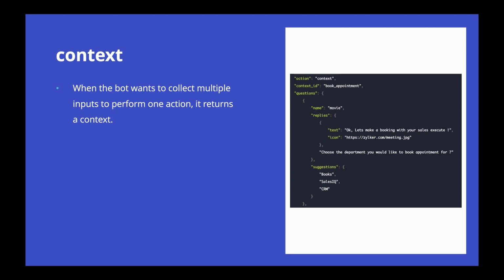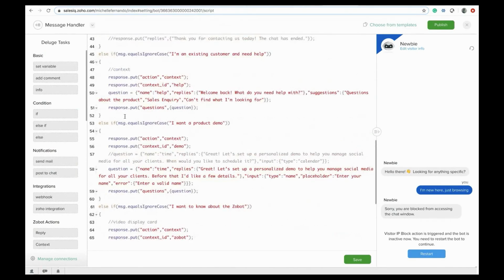When the bot wants to collect multiple inputs to perform a single action, like we had already discussed, it returns a context. So the execution will pass on to the context handler. A context is basically a definition of a web form that collects multiple inputs in a conversational manner and executes an action, which is the context handler. Once all the inputs for one context are collected, that context will end and the next context will start executing. So let's get back to our code.